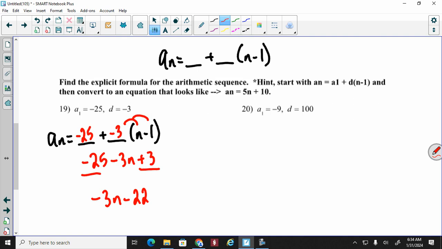For the next one, the first term is negative 8, and then the common difference is 100. So my final answer is going to be 100n minus 109.